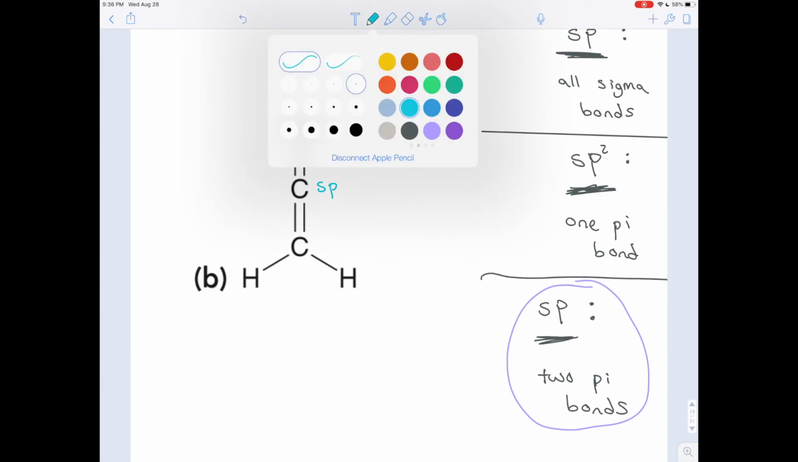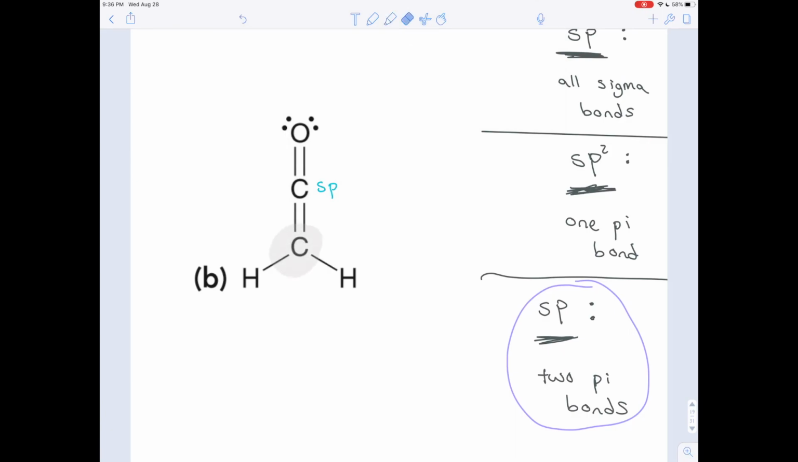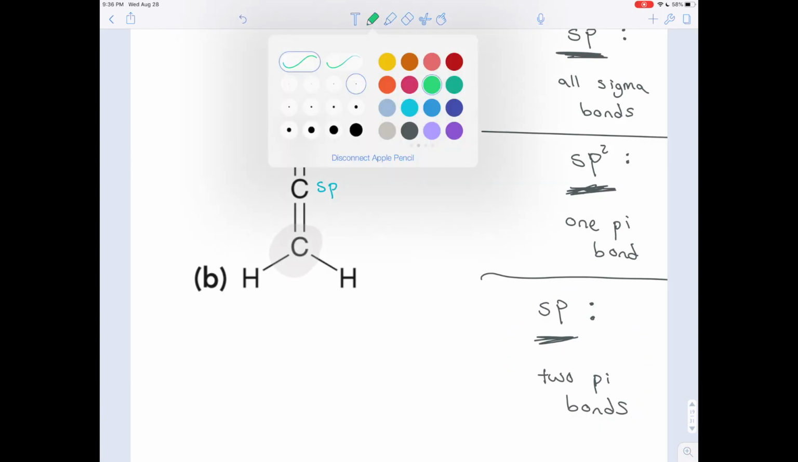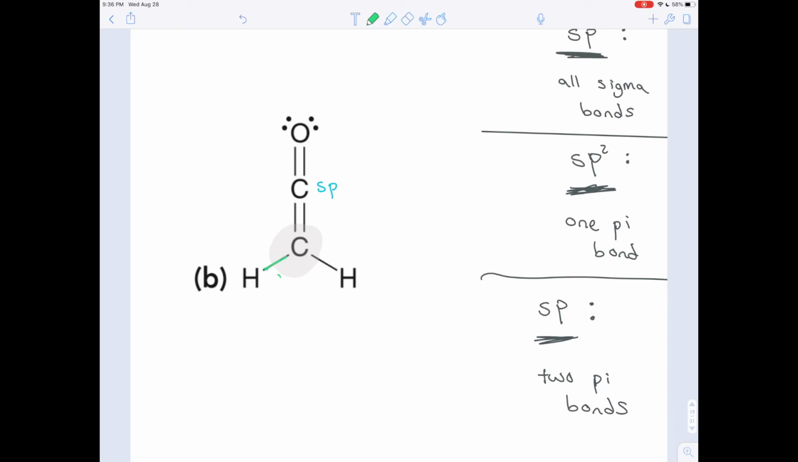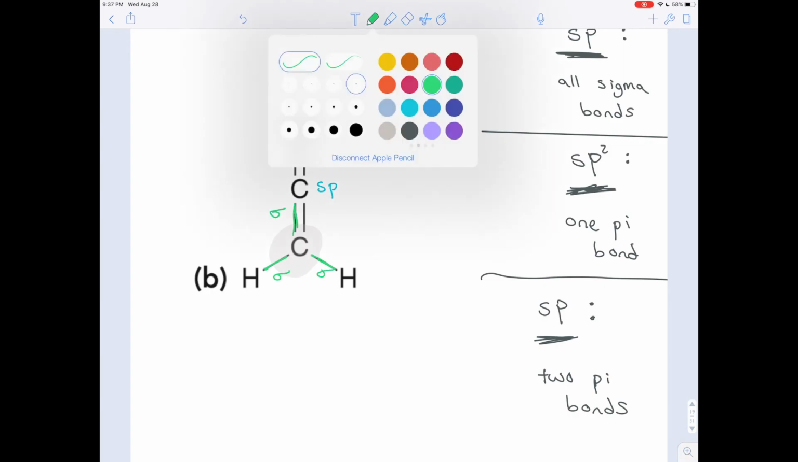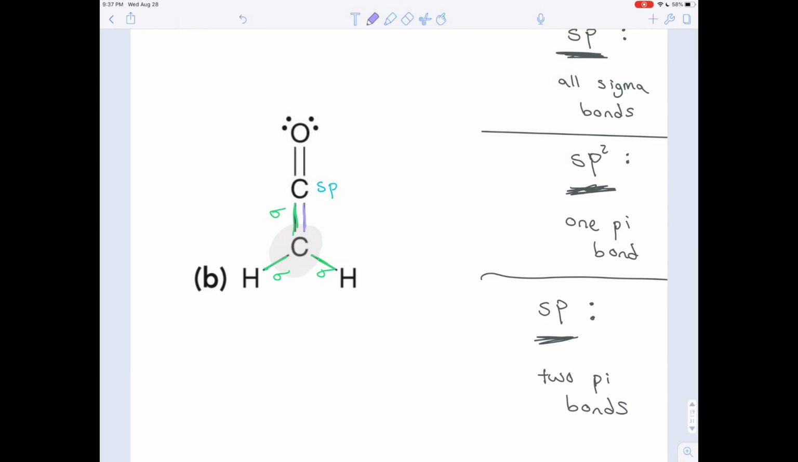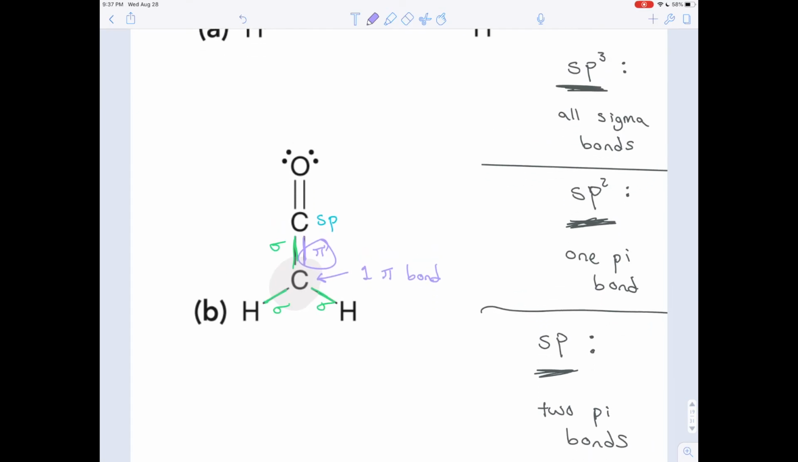How about the carbon at the bottom? This carbon here. Well, let's look at the bonds. The first bond you ever form between two atoms is a sigma bond. Every bond after the first bond is a pi bond. So that's a pi bond right there. So if we're looking at this carbon here, we can see there's only one pi bond around it. And if you have only one pi bond around a carbon, it is sp2 hybridized. So that carbon there would be sp2 hybridized.